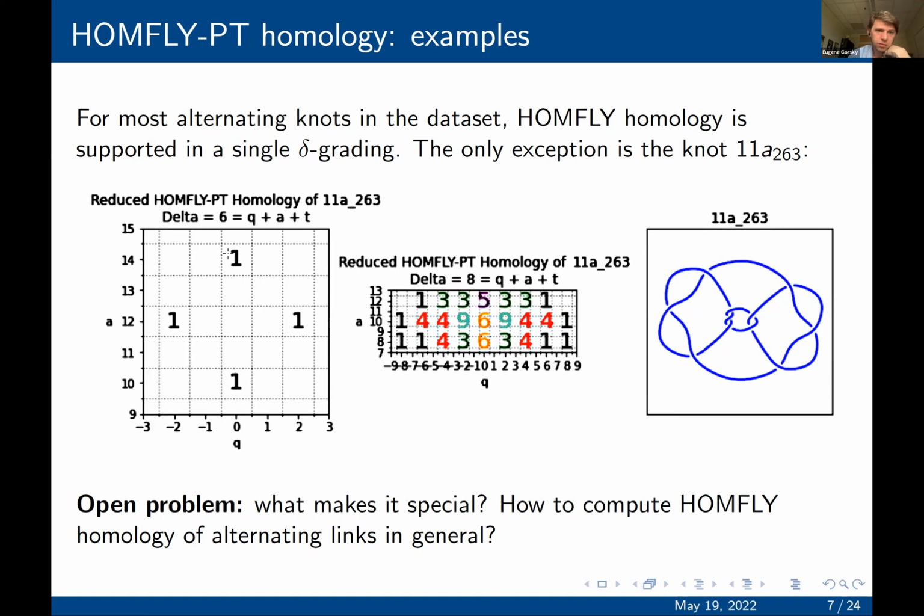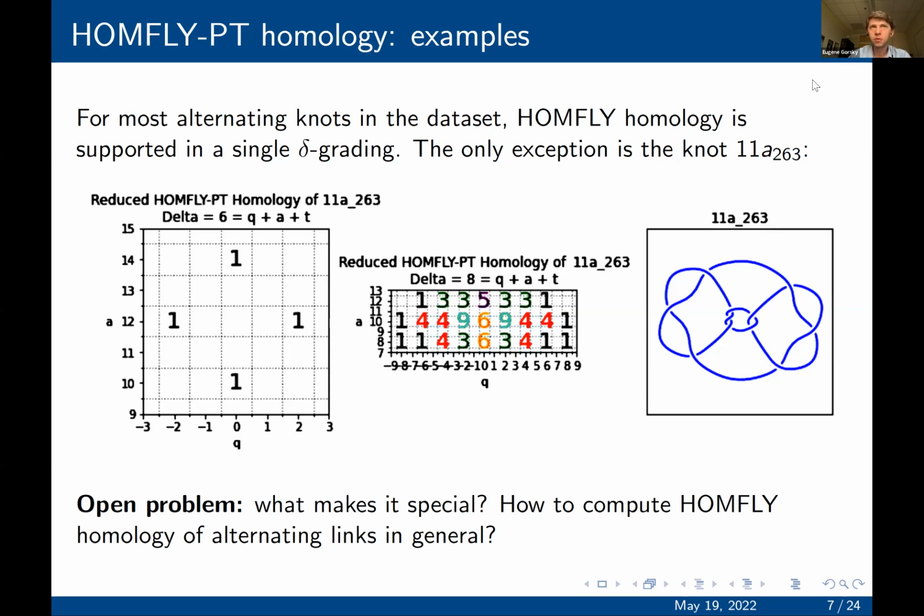So there are just 4 different gradings with 1-dimensional homology in degree 6, but there are lots of them with lots of interesting properties in delta grading 8. And everything is supported in 2 delta gradings. And so again, it goes back to actual work of Rasmussen, and he noticed in the same paper when he proved that 2 bridge nodes are in the same delta grading, that for most alternating nodes, the HOMFLY polynomial is supported in a single delta grading.